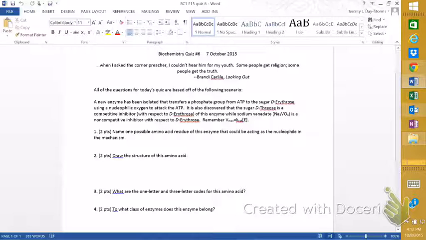The first question is: name one possible amino acid residue of the enzyme that can be acting as a nucleophile in the mechanism, draw the structure of it, and give the 1-letter and 3-letter codes. The best answer, and the one that happens the most, is actually serine. In vivo, we see serine a lot. I would also accept threonine, which is much less frequently used, and then tyrosine. Tyrosine is also used quite frequently in kinases; tyrosine kinases utilize the tyrosine. Of course, the 1-letter codes are S, T, and Y.